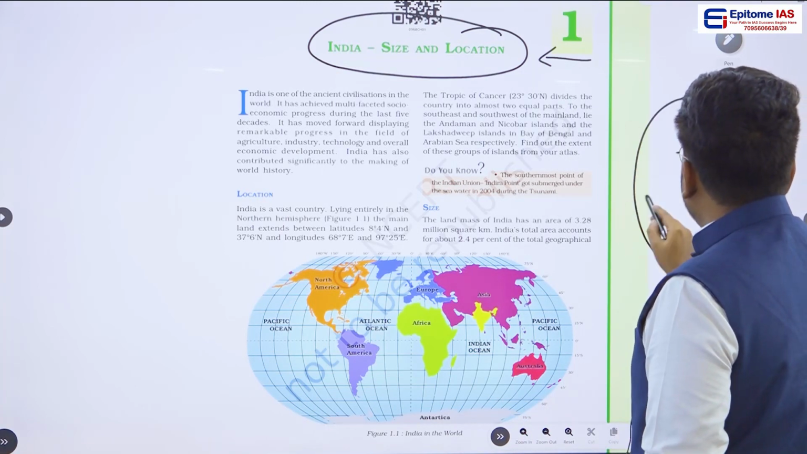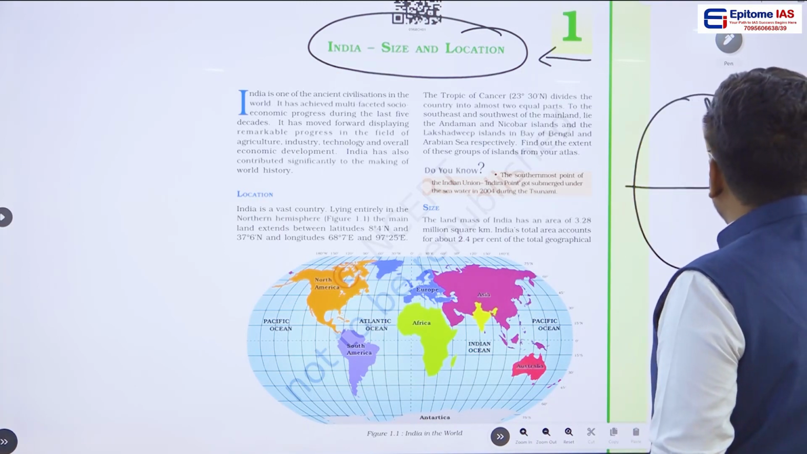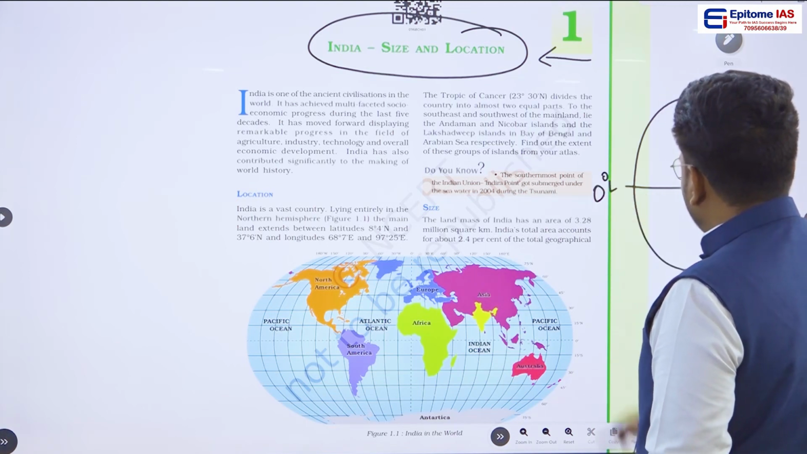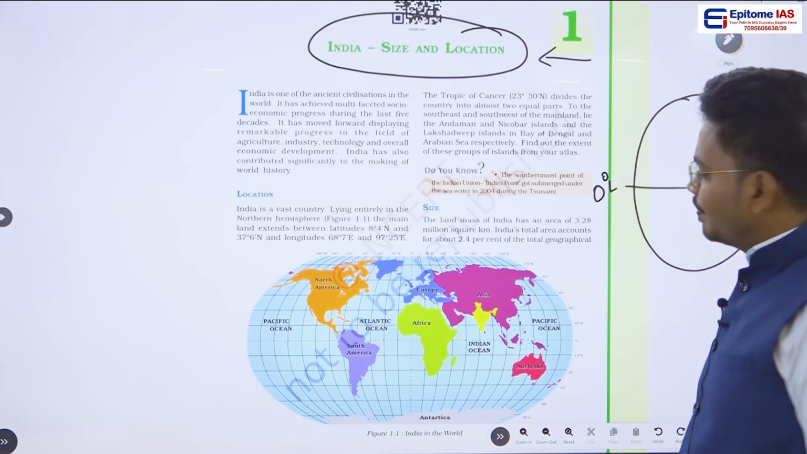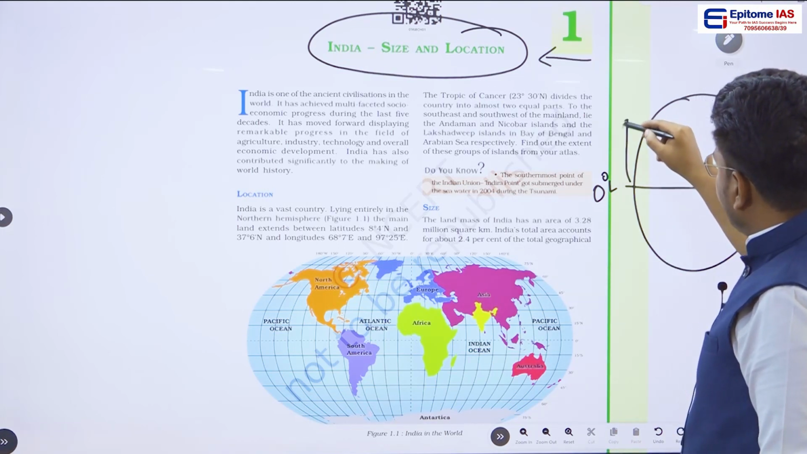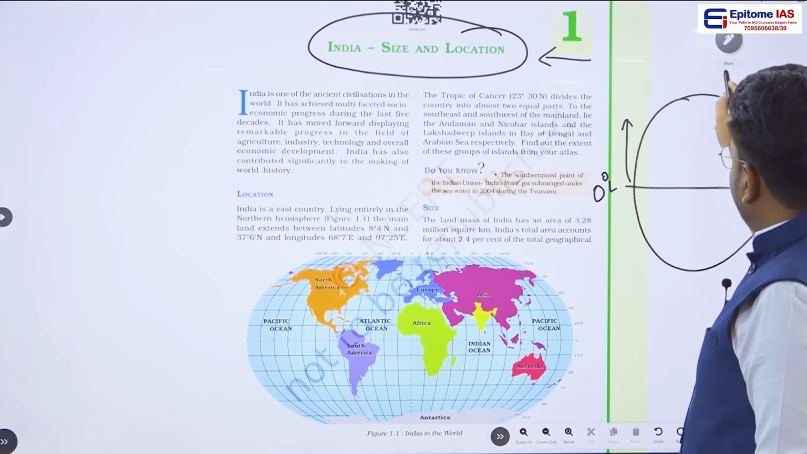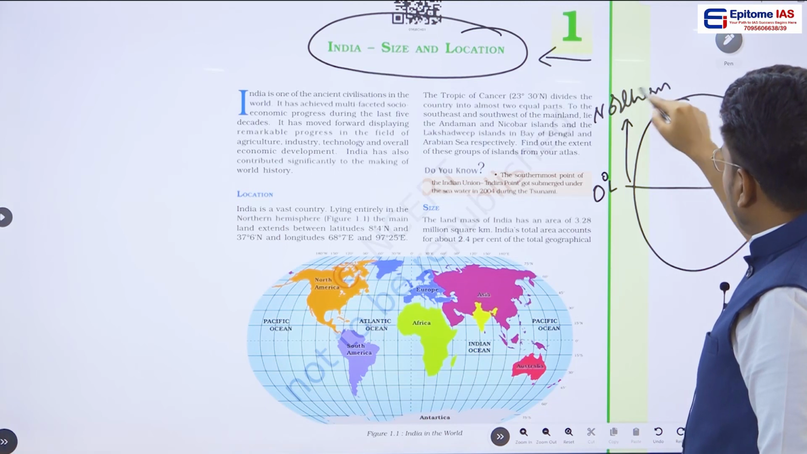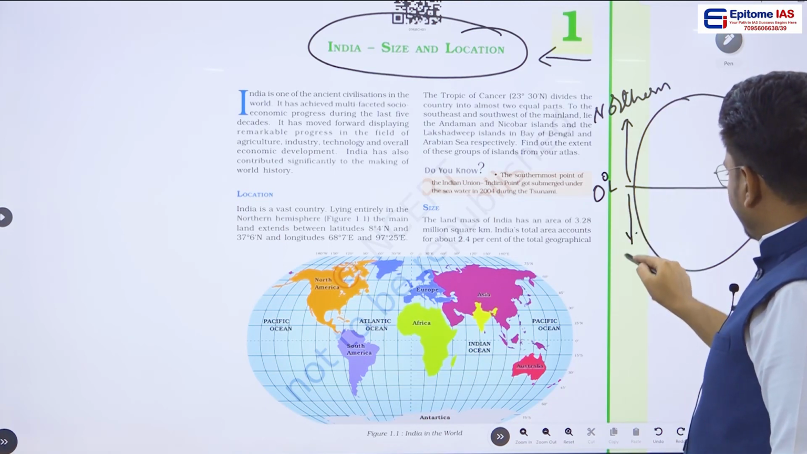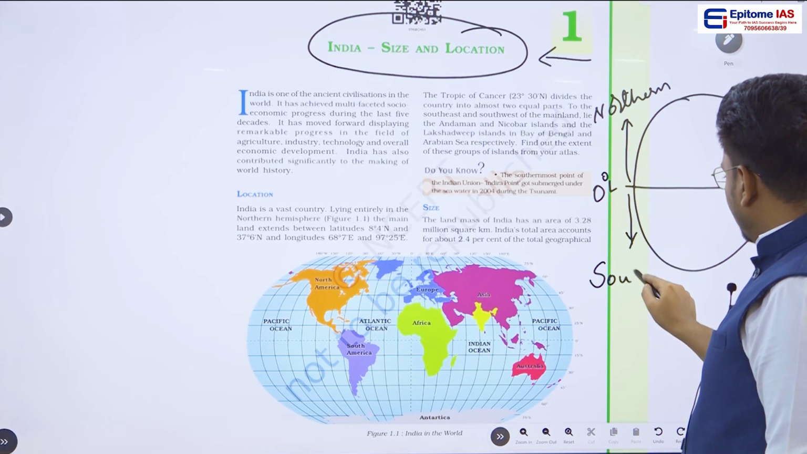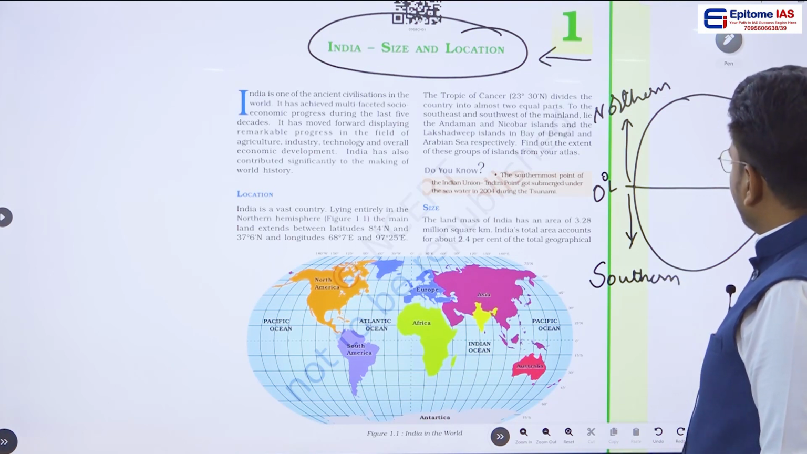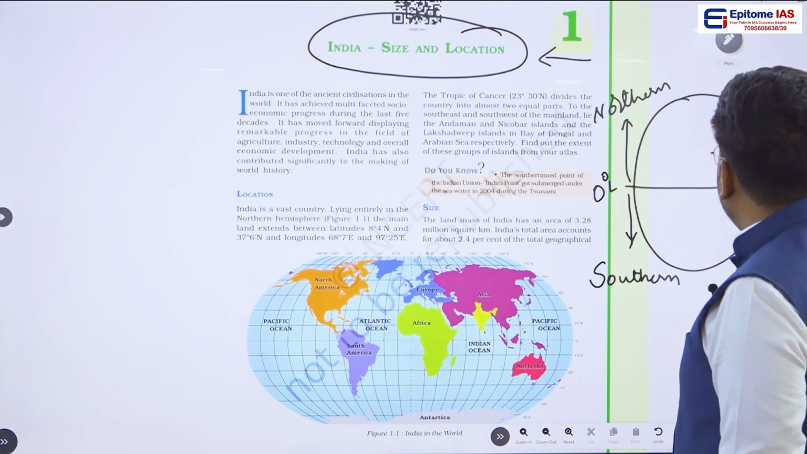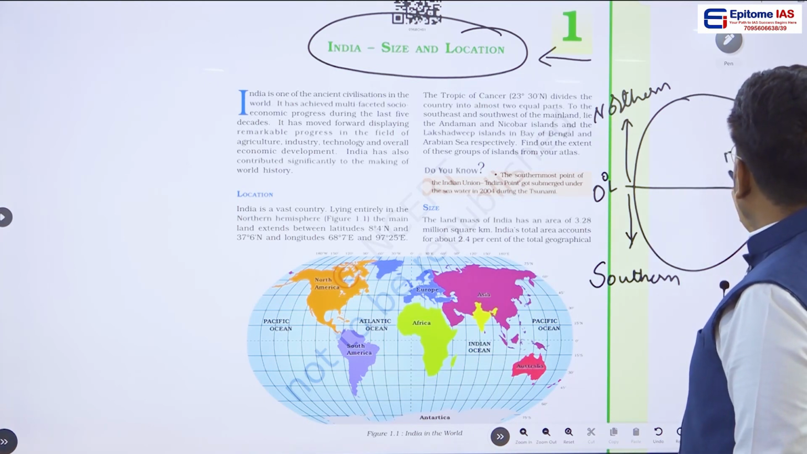We understood that India is in the northern hemisphere. So what is the northern hemisphere? This is the 0 degree latitude, which is called the equator. Towards the north of this 0 degree latitude, the entire hemisphere we call the northern hemisphere, and towards the south of this equator we call it the southern hemisphere.